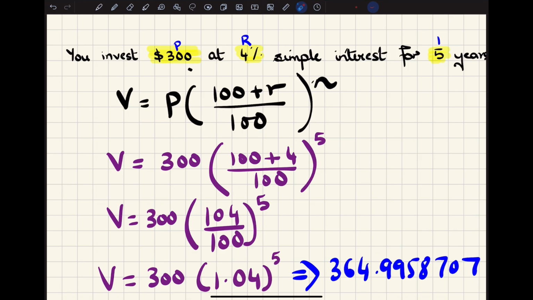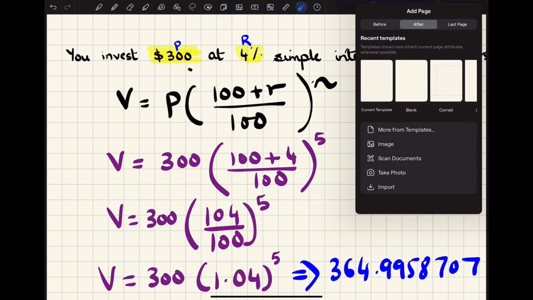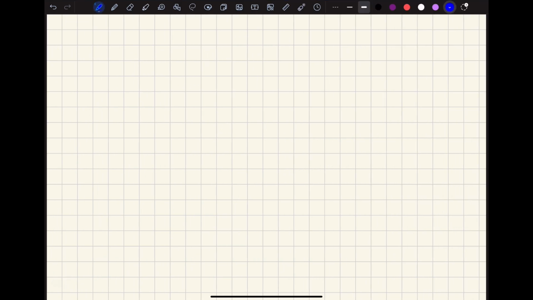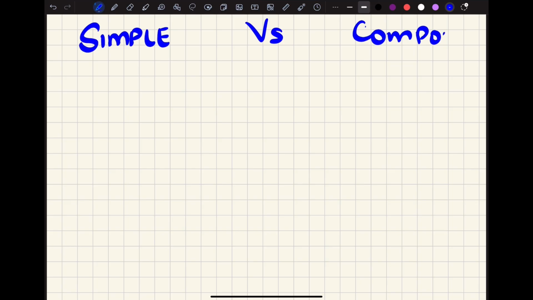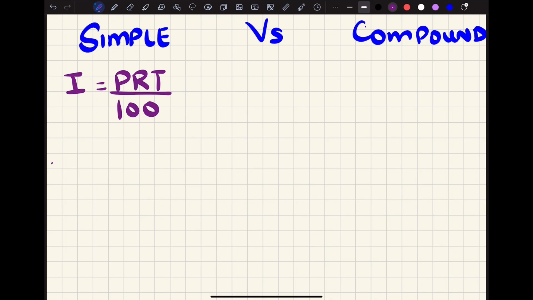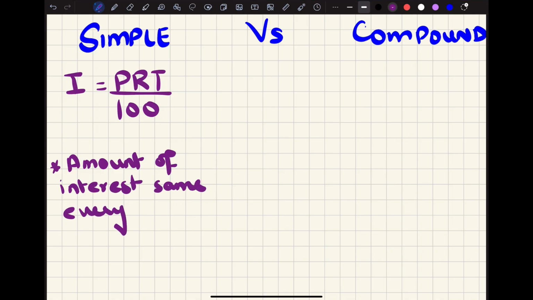Okay, now I hope that you're clear about the difference between simple and compound interest. Very quickly, simple versus compound. So in simple, what is the formula that you're going to use? I is equal to PRT over 100, and the amount of interest is the same every year. Okay?